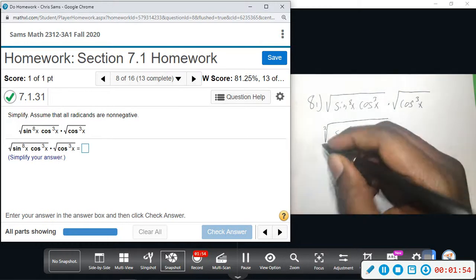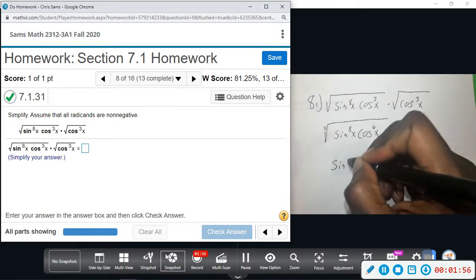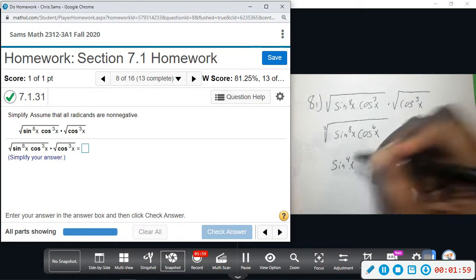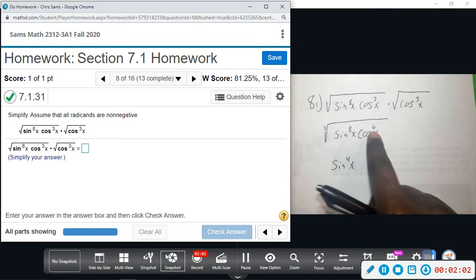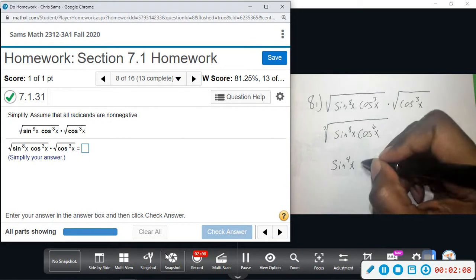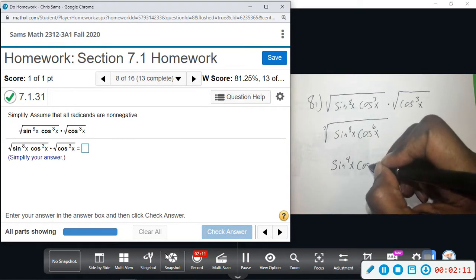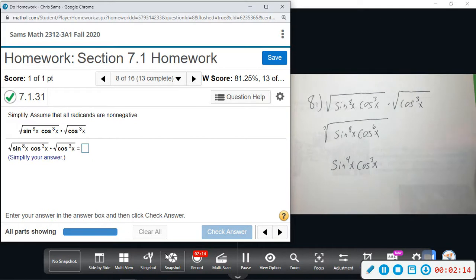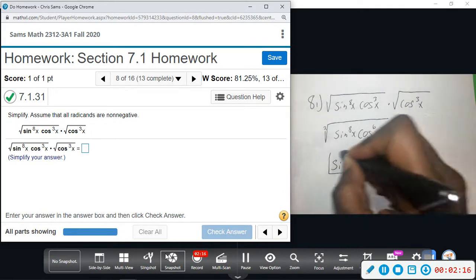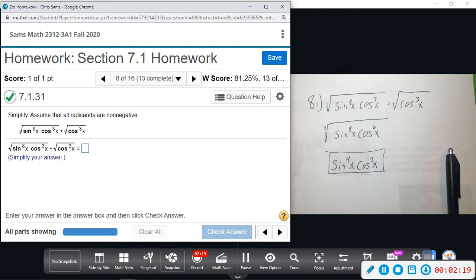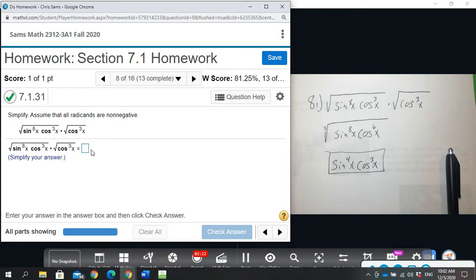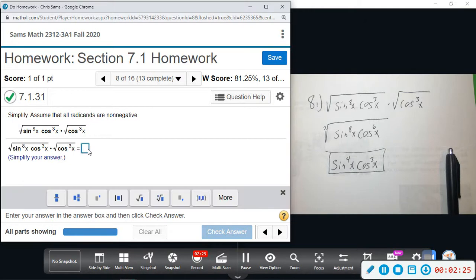So outside of the radical we will have sine to the 4th power of x, because 8 divided by 2 is 4. Then we do the same thing with the cosine. 6 divided by 2 gives us 3, so cosine to the 3rd power of x. That's all we can do as far as simplifying. So we get sine to the 4th power of x, cosine to the 3rd power of x.